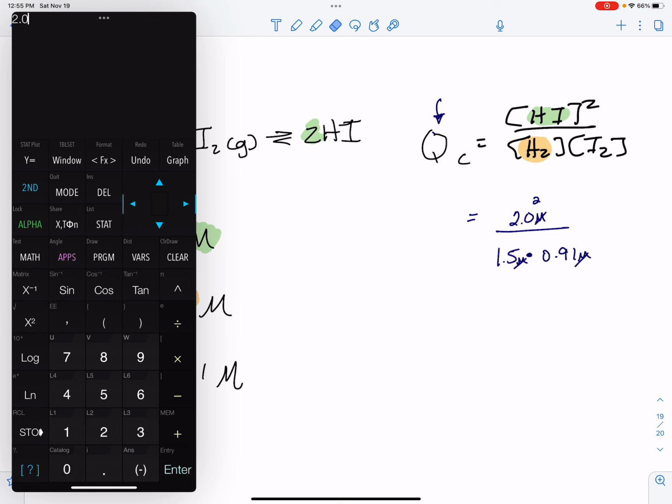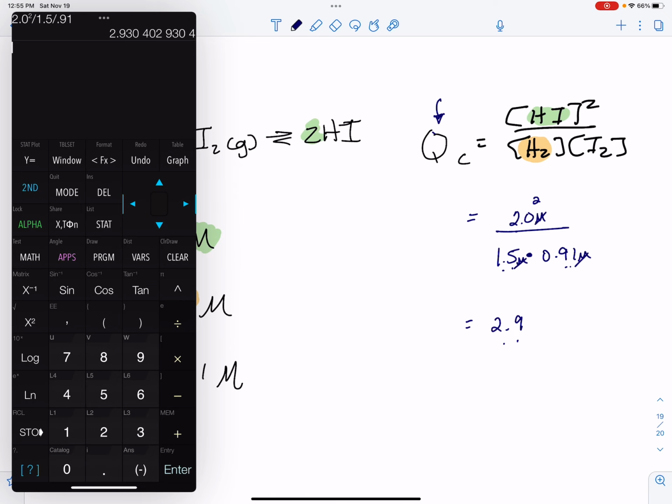So I've got 2.0 squared, and then divided by 1.5, and then divided by 0.91. So this value is 2.9, and this is just multiplying over in here, and so that has 2 sig figs, that has 2, that has 2, so I rounded my number so it has 2.